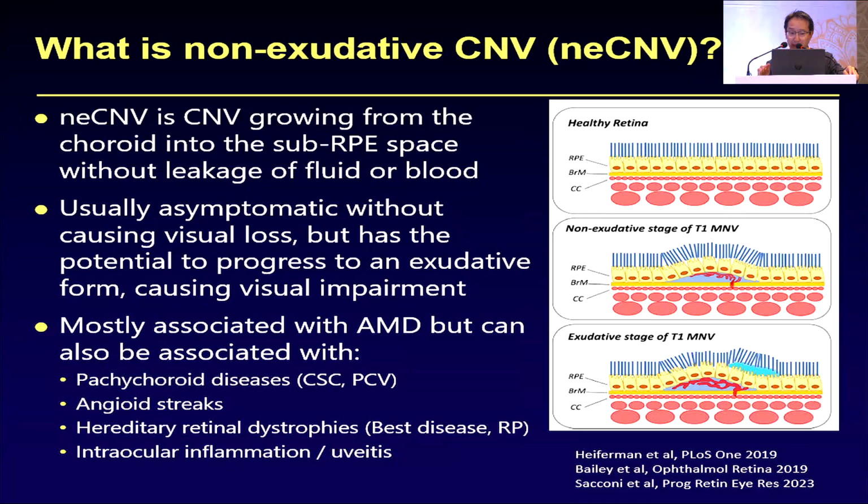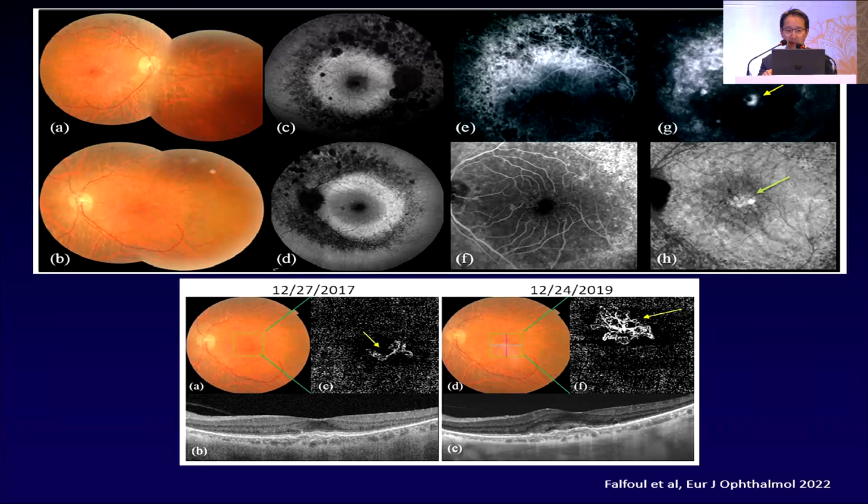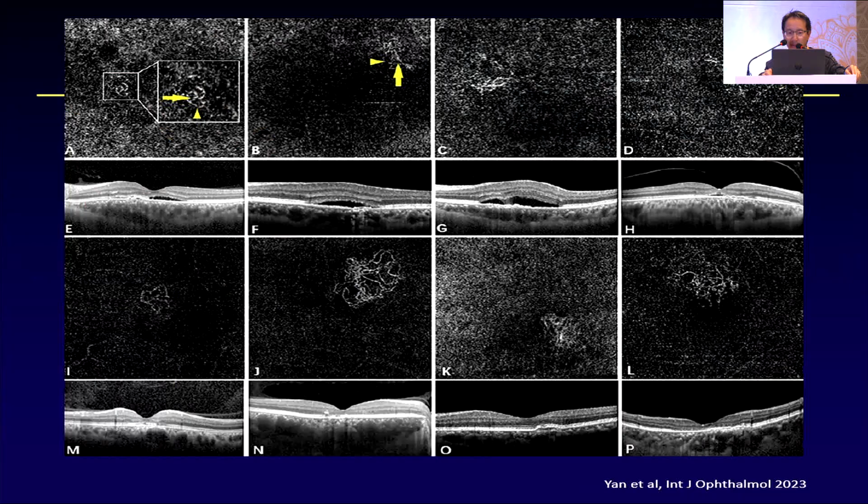These include pachychoroid diseases, angioid streaks, hereditary retinal dystrophies, ocular inflammation, or uveitis. So these are some examples. Here on top, there's a patient with RP. You can see the diffuse reduced autofluorescence in the fundus autofluorescence, and on top, a CME associated with it. In the bottom, FA didn't show a leak, but the OCT showed a CNV lesion, which didn't have any exudation back in 2017, and then 2 years later, it started to exude.